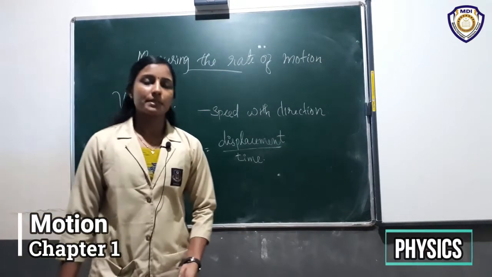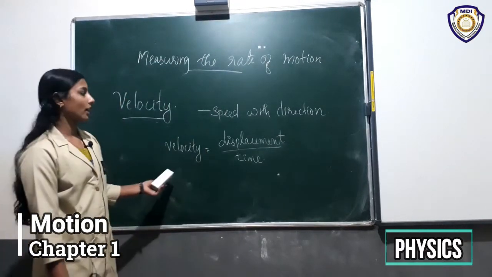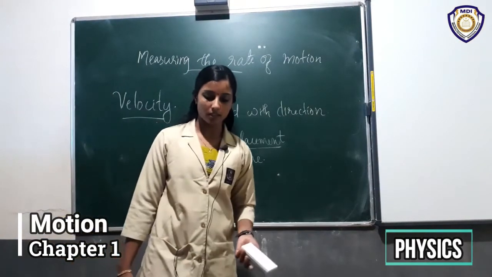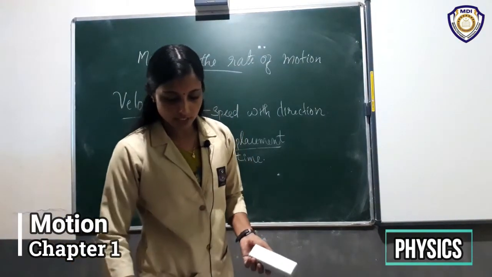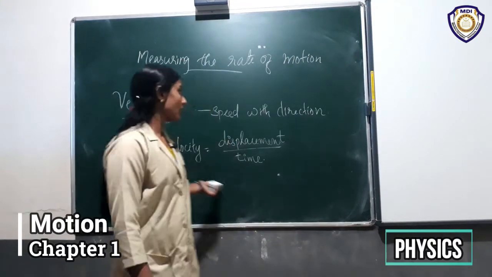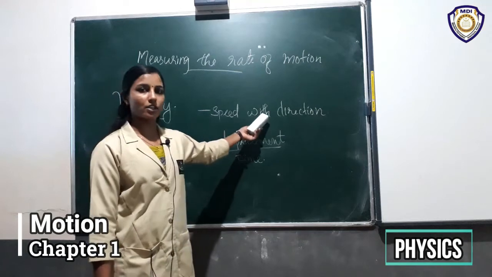As with speed, we cannot say the exact velocity of a non-uniformly moving object, right? Velocity may change by changing the object's speed. Velocity is the speed with direction, right?